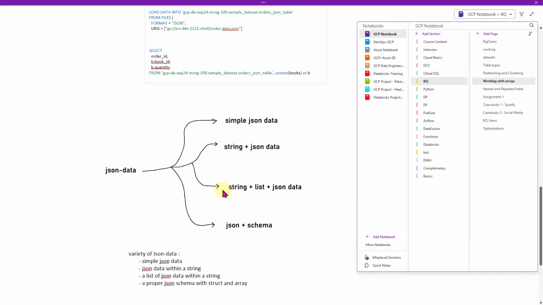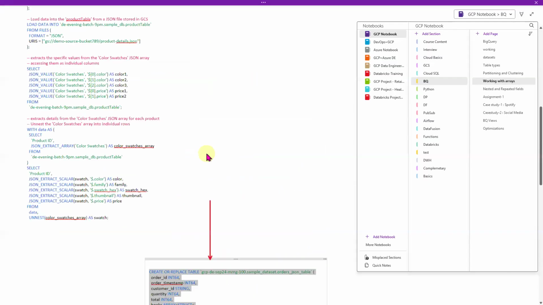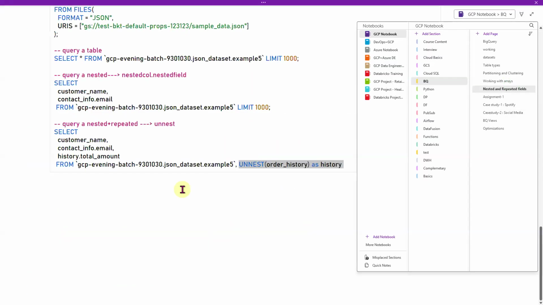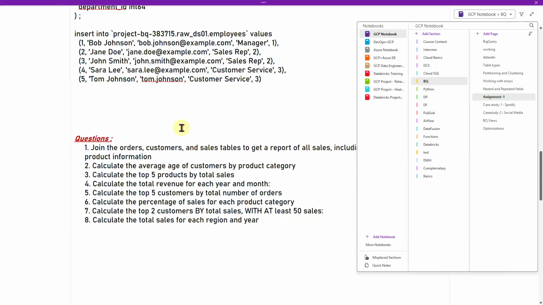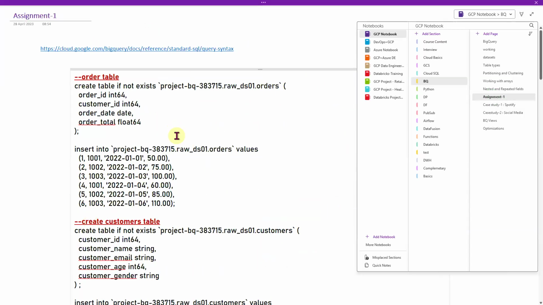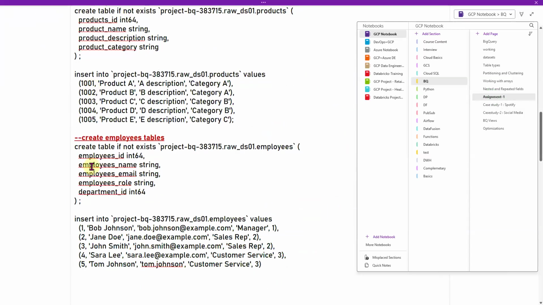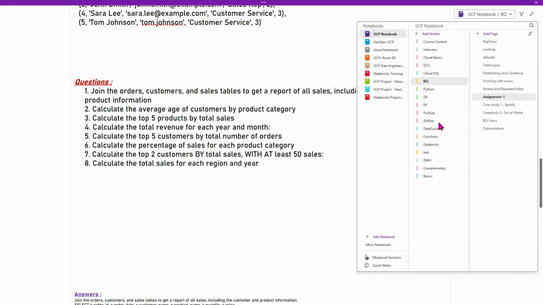JSON data string, JSON data string list, array kind of data, JSON schema. Proper 4 examples we are going to see here. And what are nested fields and repeated fields, why it is important, and how it will be useful for optimizations, because this is going to be useful for denormalization. And there's an assignment for you guys again here, where you have multiple questions you have to answer.